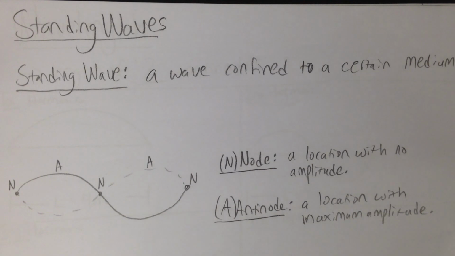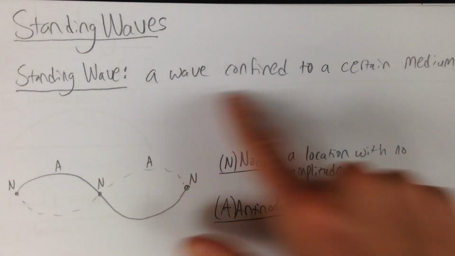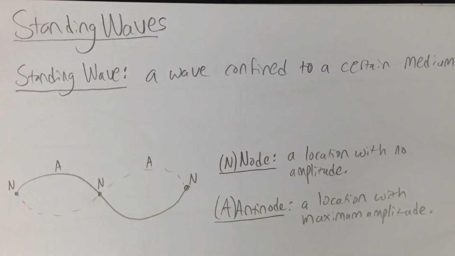Alright, so standing wave, definition first. It's a wave confined to a certain medium. Basically, a standing wave doesn't move from one location to another, but it stays confined in one space.